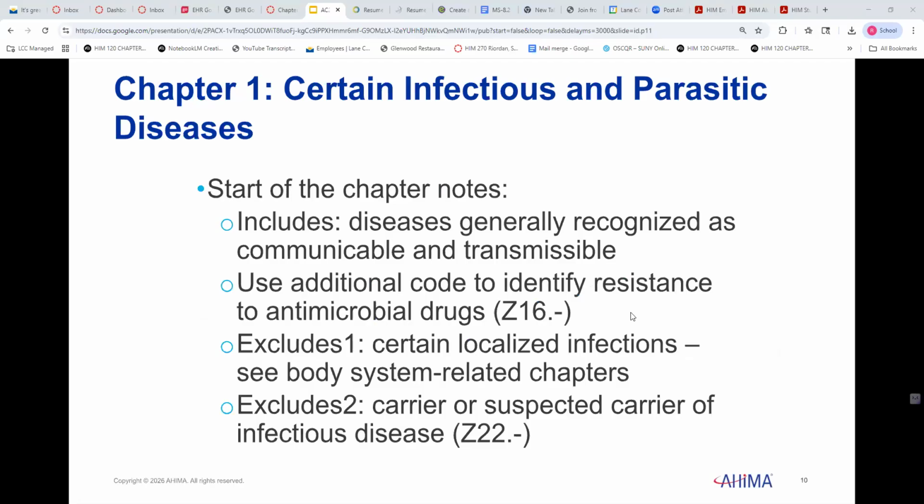We just introduced you to these topics last week, but excludes one means that it's mutually exclusive. It can't be coded at the same time. Excludes two means you can only code these two conditions if it's documented. And that would be codes from Z22 code category.